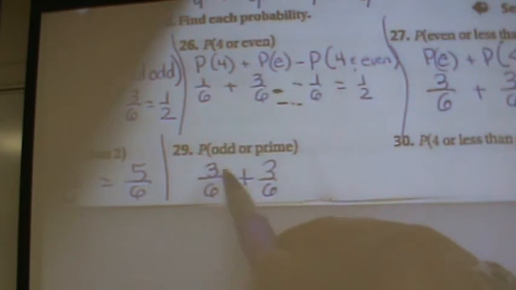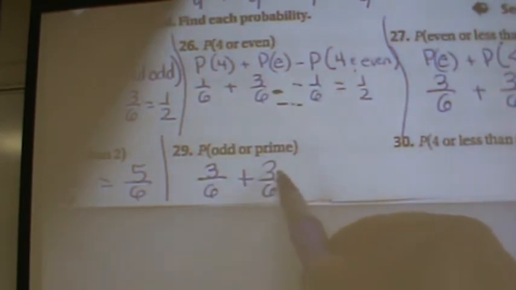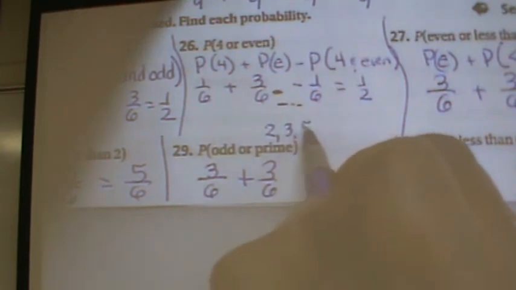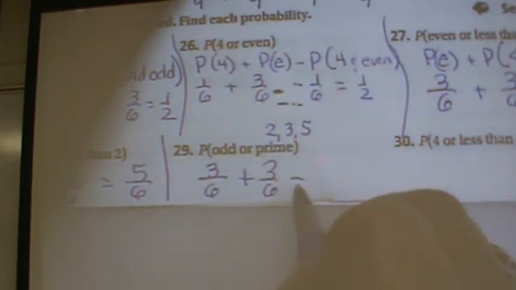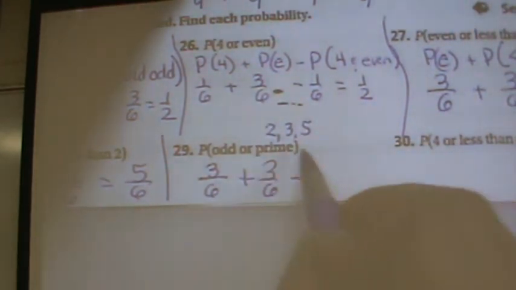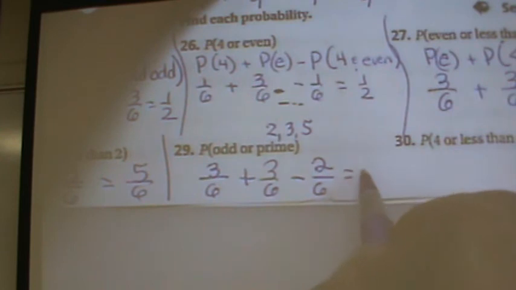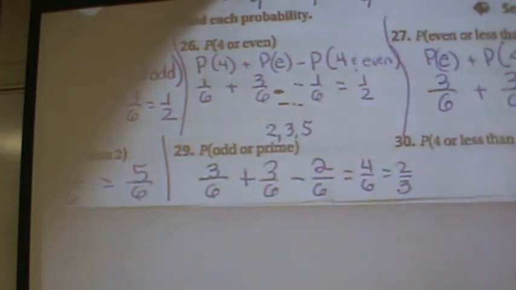So odd is 3/6, prime, there's 3 out of 6, and prime would be 2, 3, and 5, that's what they count. And now, how many are odd and prime? 2. And so what's your answer? 4/6, or 2/3, and that is the answer.